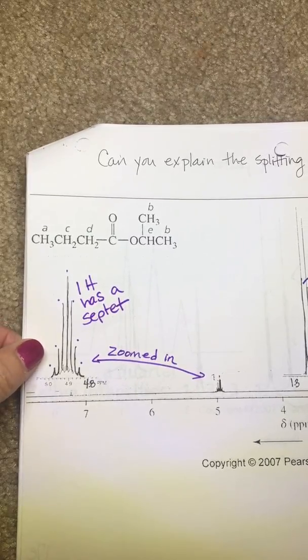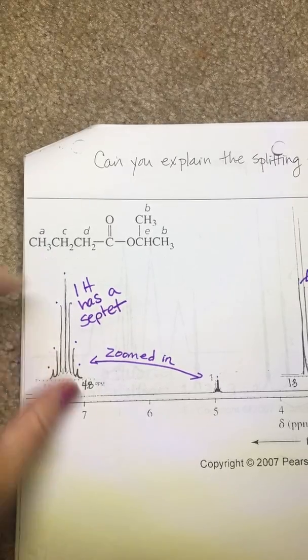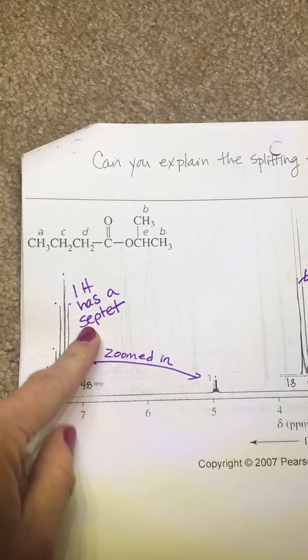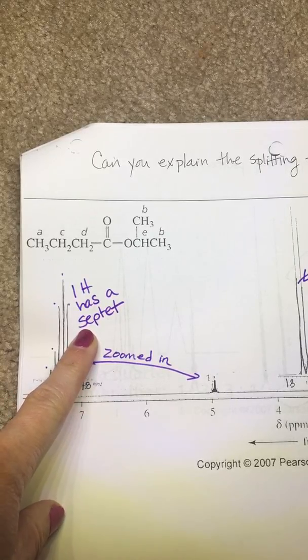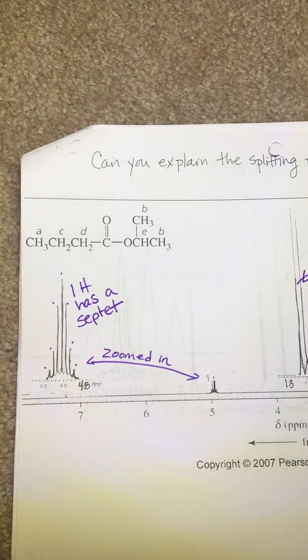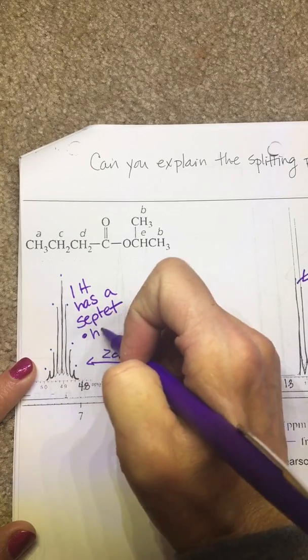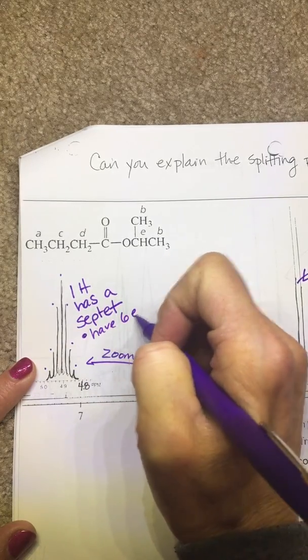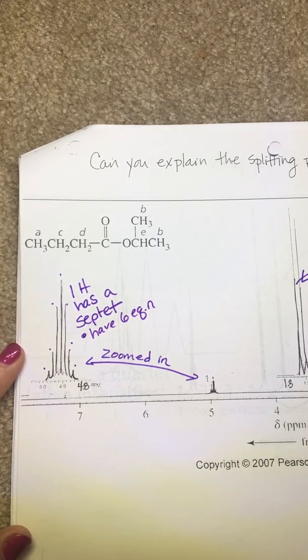Okay, all right, so now we're going to go back and label what does the splitting pattern mean. So septet was 7. How do we get the number 7? In terms of neighbors, it's always the n plus 1 rule. So what does a septet mean? It means you have 6 equivalent neighbors, because 6 plus 1 is 7.